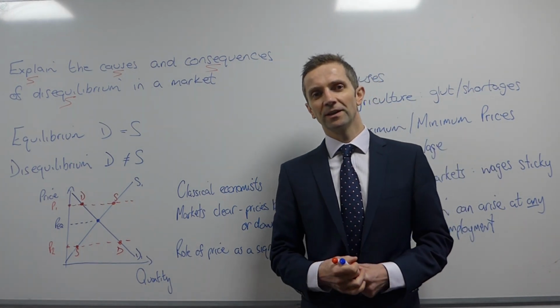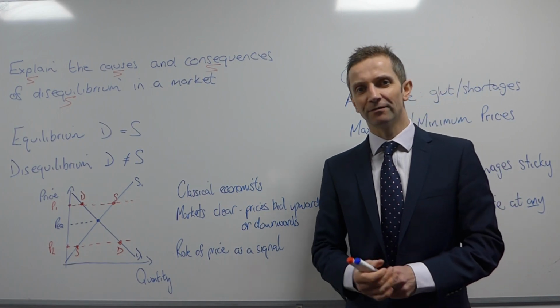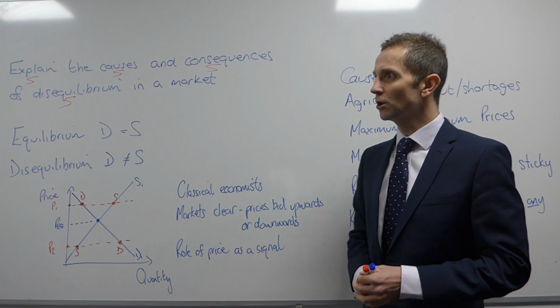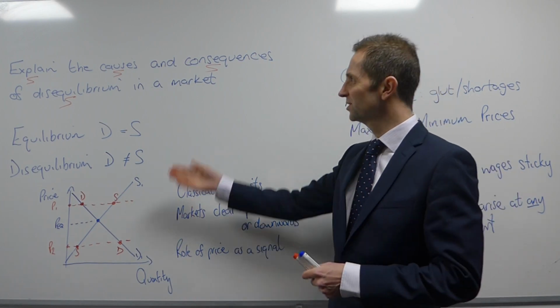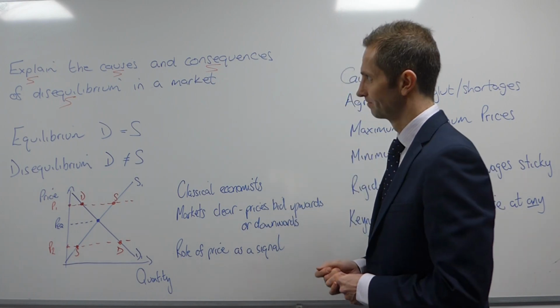Hi guys, in today's video I'm bringing you the next bullet point from the OCR A-level specification, which is as follows. Explain the causes and consequences of disequilibrium in a market.